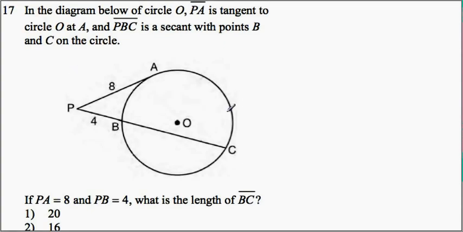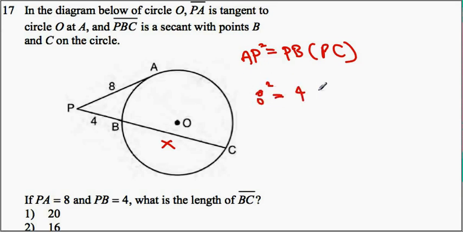Number 17 here. What is the length of BC? So why don't I call that X? How are we going to approach this question? That's right, the relationship of these line segments is AP squared is equal to the outside, which is PB, times the entire line segment, which is PC. So what is AP? AP is equal to 8, squared, is equal to 4 times 4 plus X.